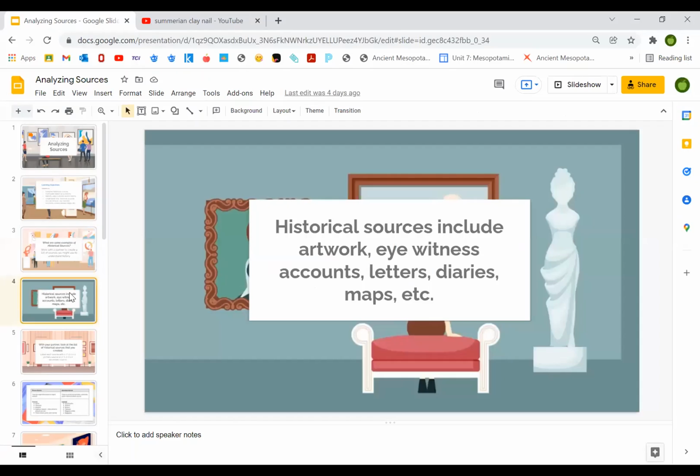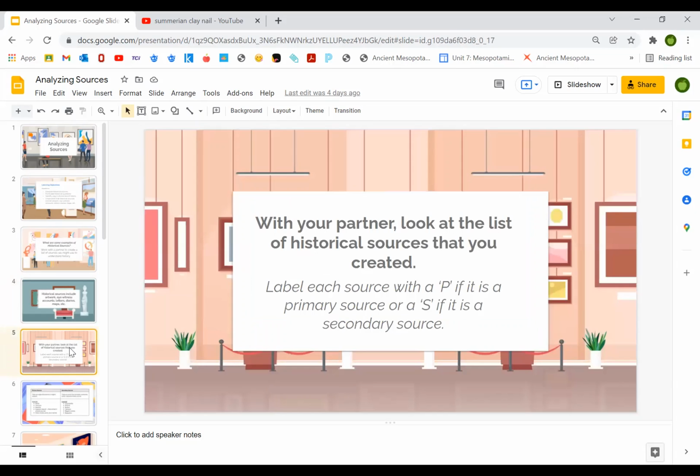And I asked everyone for examples and I wrote it on the board. So historical sources include artwork, eyewitness accounts, letters, diaries, maps, etc. We wrote it on the board. And the next step, work with your partner, look at the list of historical sources that you created. Label each source with a P if it is a primary source, or an S if it is a secondary source. So we'll go back to our worksheet.